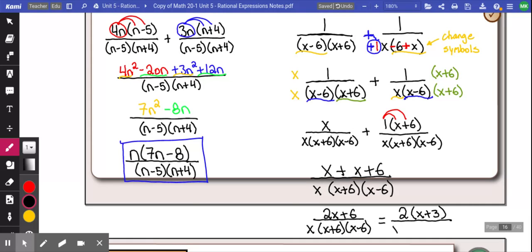Now I'm done my factoring. My last check is, can I cancel any of my binomials out with binomials? Can I cancel my monomials out with monomials? The answer is no. That is my final answer. It's 2 times (x plus 3) divided by (x plus 6)(x minus 6).